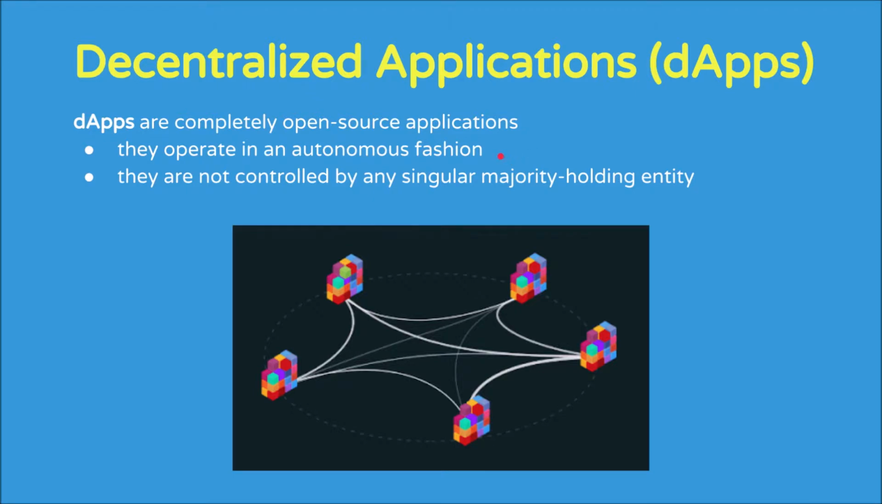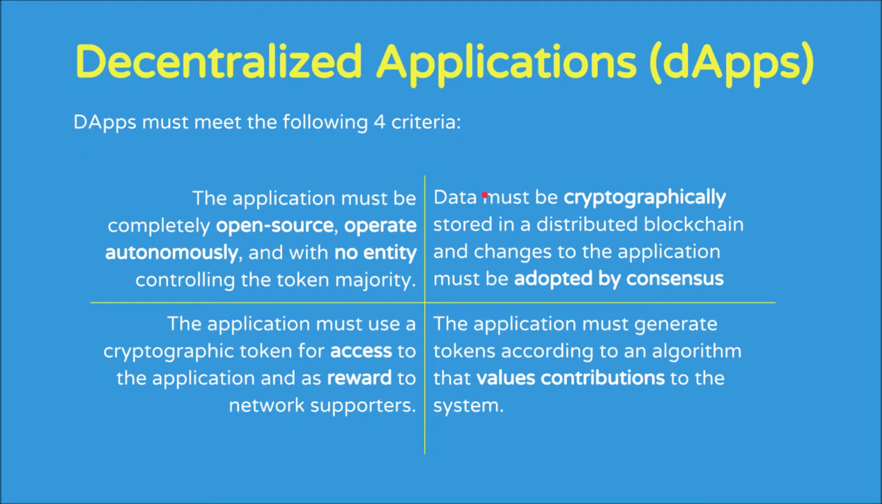Decentralized applications are completely open source applications which operate in an autonomous manner and are not controlled by a majority holding entity. They must meet these four criteria. Decentralized applications must be open source, autonomous, and not controlled by a single entity.